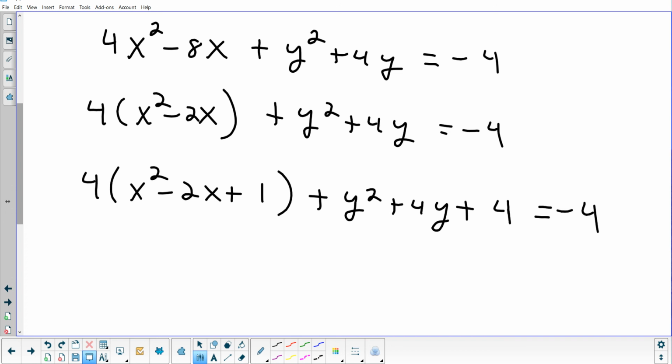Now, we added some stuff on the left. We have to balance it by adding something on the right now, or this isn't true. This is not true the way it's written. We need something there.